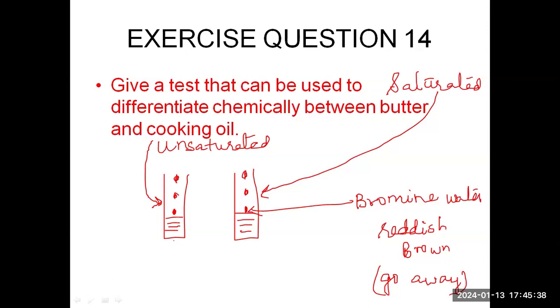In unsaturated, it loses color. And there is no loss of color in saturated. Because bromine becomes a part of the unsaturated compound. The way we added hydrogen to unsaturated compounds in the previous slide, we can add bromine. So bromine loses its color. So this is called the bromine water test.